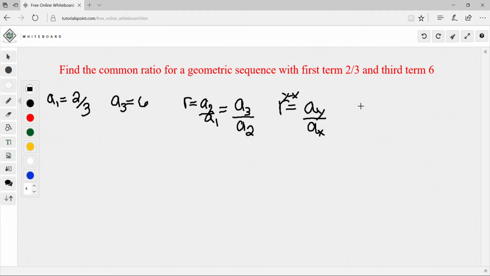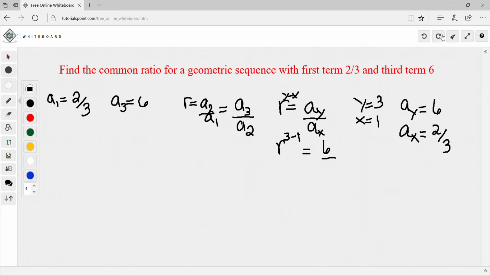So the y and the x are basically the subscripts. Here's a3, so the y is 3. And the x is 1. And then ay is basically the number of a3, so it's just 6. And ax is 2/3. So when we put it in the formula, r to the 3 minus 1 equals 6 divided by 2/3.